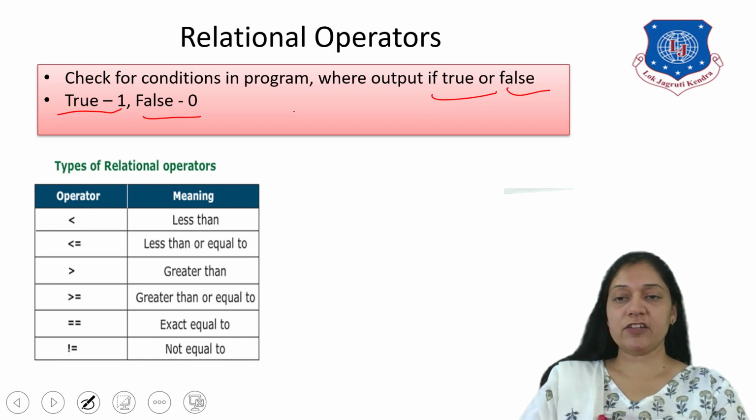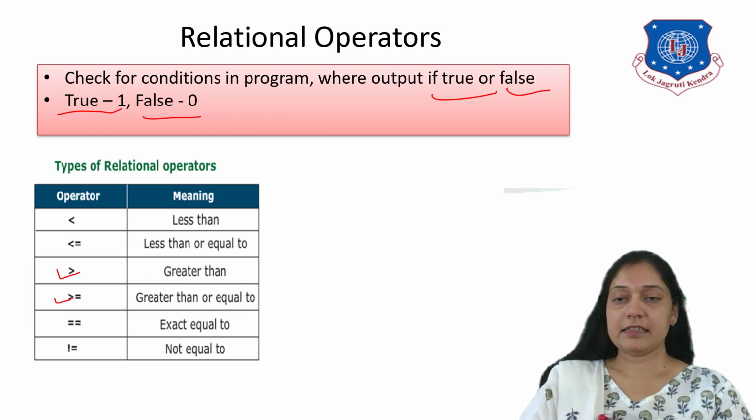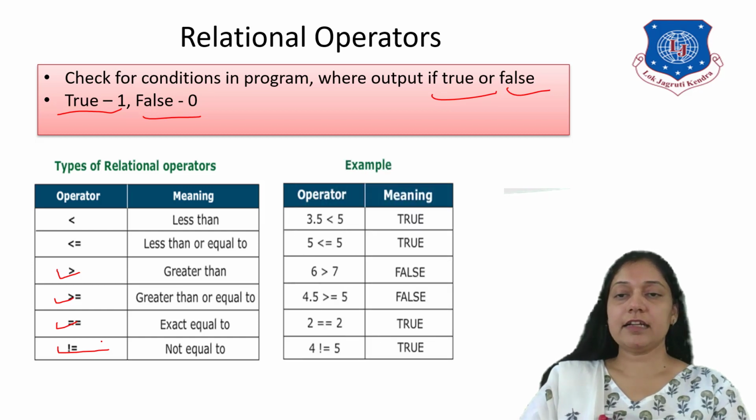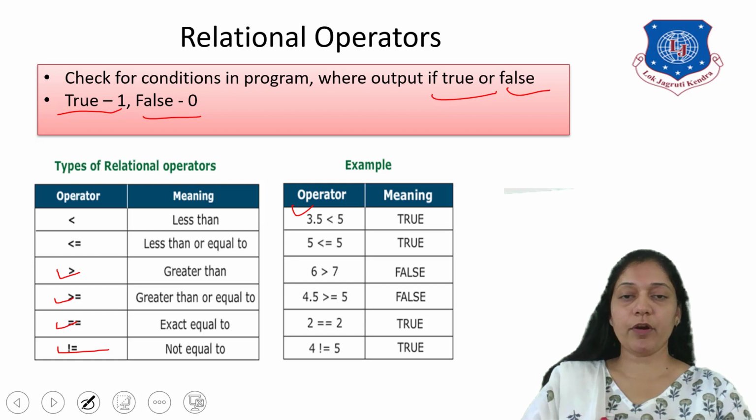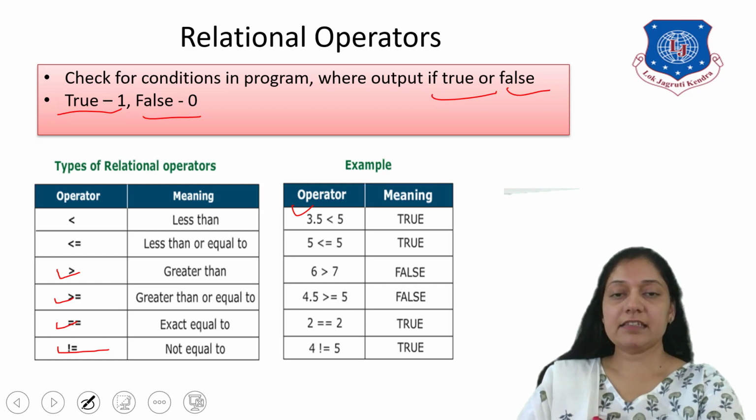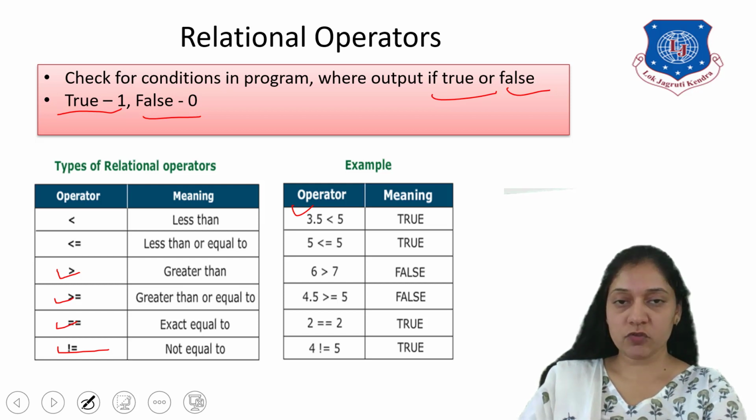Which are the different types of relational operators we have? Less than, less than or equal to, greater than or equal to, double equal and not equal to. These are the different relational operators that we can use in our program, and the output of relational operators is true or false. Say for example, if I write 3.5 less than 5, it's true because the value 3.5 is less than 5.